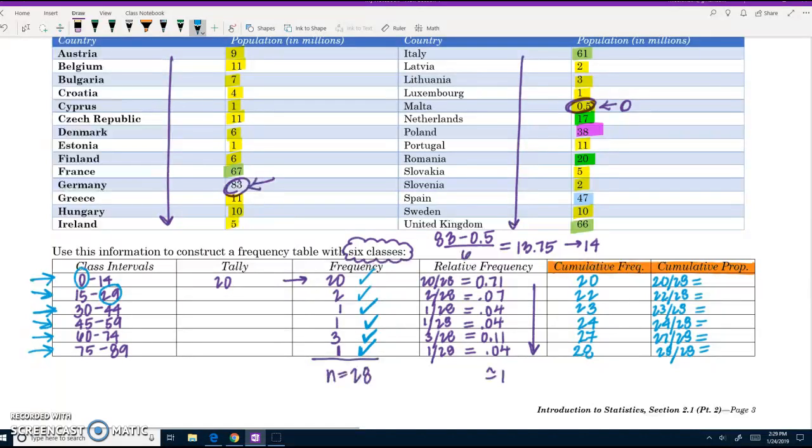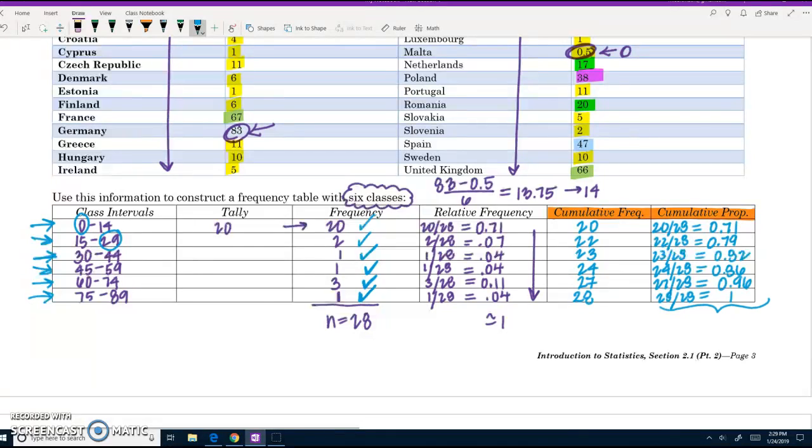So when I divide 20 by 28, same thing as what we had before, so 0.71. Then I want to do 22 by 28, and we'll end up with 0.79. 23 by 28 gives me 0.82. 24 by 28, we get 0.86. 27 by 28, we get 0.96. And then, of course, for 28 over 28, we'll get 1. So you can think of these as proportions, so decimal values, or you can think of them as percentages. So this would be 71%, 79%, 82%, 86%, and so on.